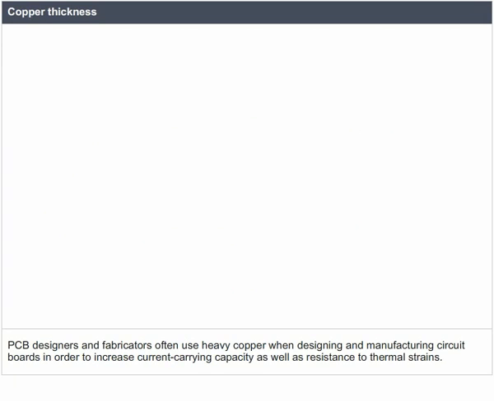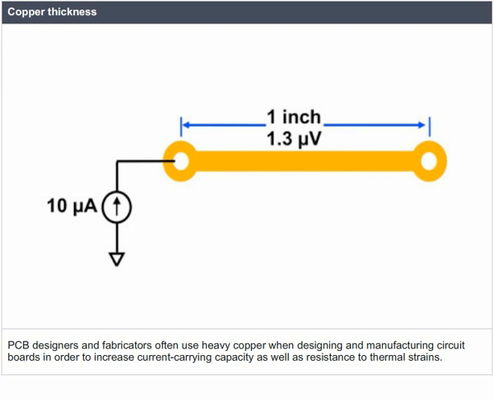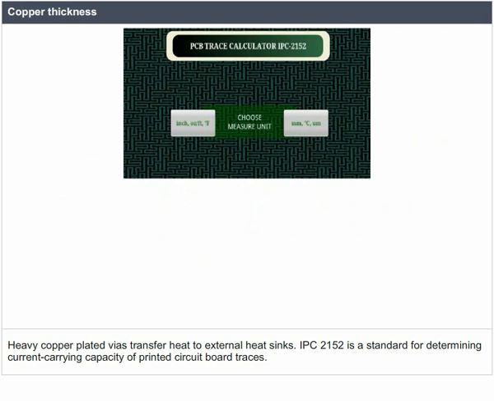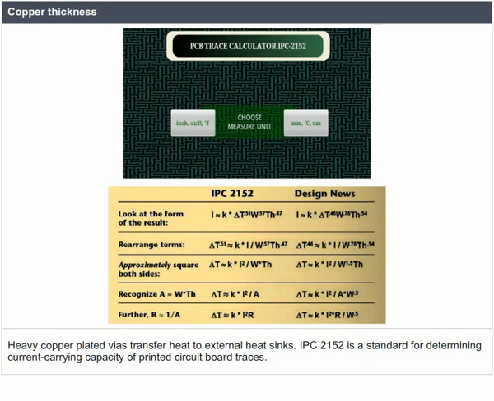Copper thickness. PCB designers and fabricators often use heavy copper when designing and manufacturing circuit boards in order to increase current carrying capacity as well as resistance to thermal strains. Heavy copper-plated vias transfer heat to external heat sinks. IPC 2152 is a standard for determining current carrying capacity of printed circuit board traces.